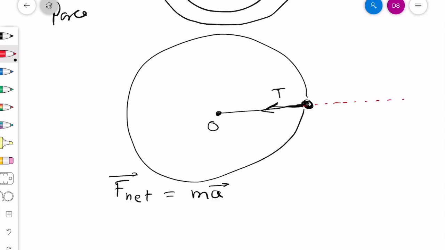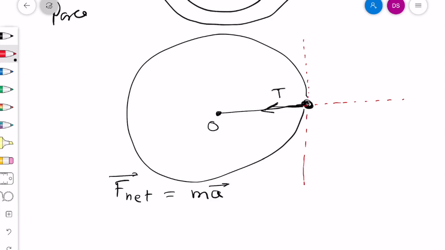Hopefully the meaning of radial is clear to you. It's in the direction of a radius, and the other axis is in the tangential direction. So that's perpendicular to the radial direction, in the direction of the tangent. So when an object is going around in a circle, the radial and the tangential directions are the two directions along which you resolve your forces.